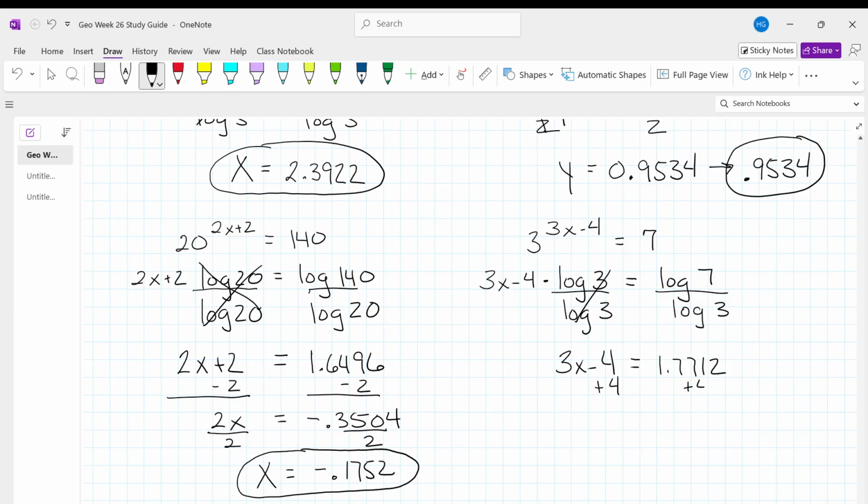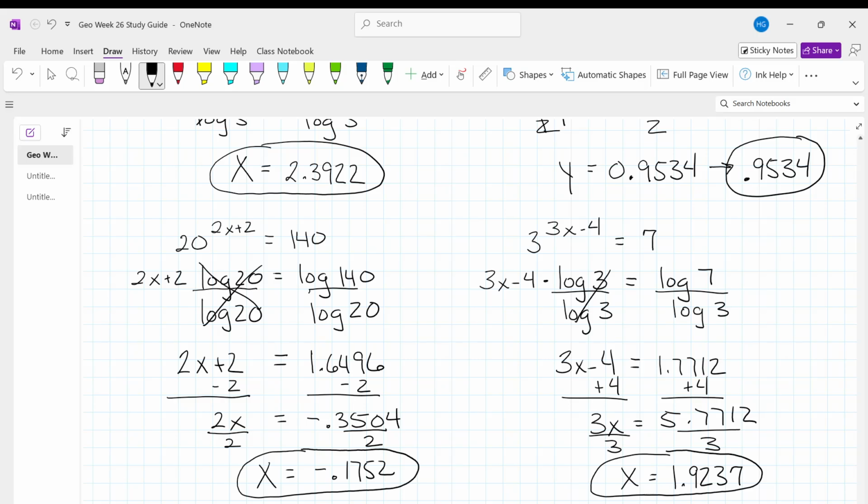Add 4 to each side. So 3x equals 5.7712, and then divide by 3. So 1.9237. Anybody have any questions?